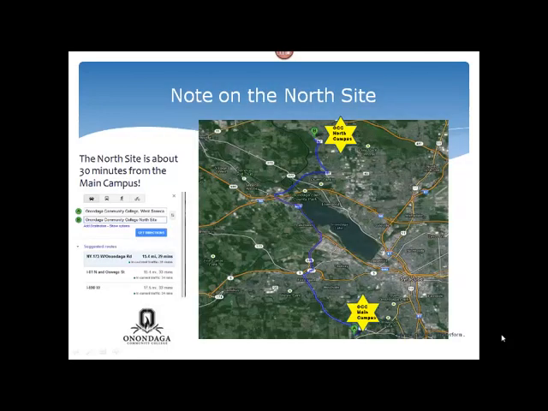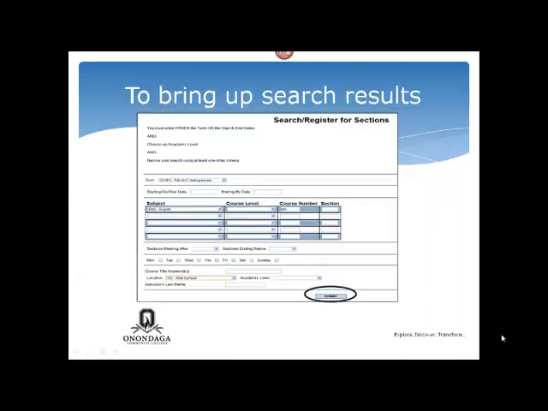The Onondaga Community College North Site is not located on the main campus. The North Site is located on Route 57 in Liverpool in the Seneca Mall. This is about 30 minutes from campus, so if you choose to schedule classes at North Site, be aware that you will need transportation if you are living on campus. You should not schedule classes back to back if you are taking some classes at North Site and some classes on main campus. Hit Submit on the Search and Register for Sections screen to bring up the search results.